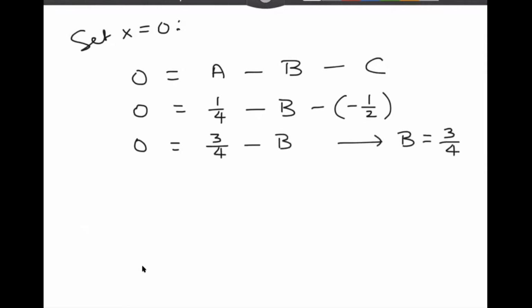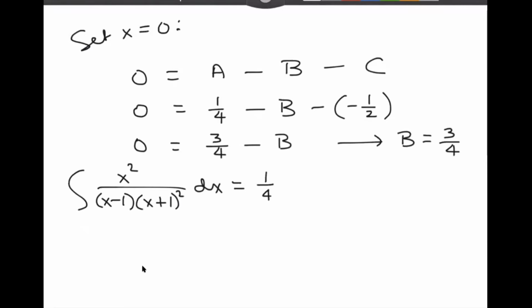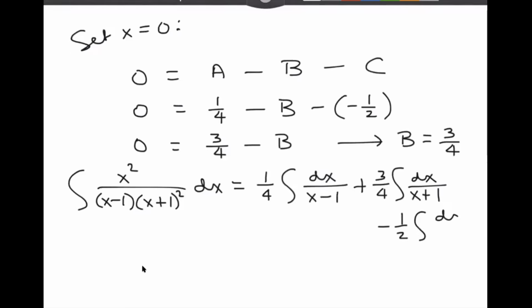So now we can evaluate our integral. The integral of x squared over x minus 1 times x plus 1 squared is equal to, and now, especially since these are fractions, I'm going to write them outside, 1/4 integral dx over x minus 1 plus 3/4 integral dx over x plus 1, and then minus 1/2 integral dx over x plus 1 squared.